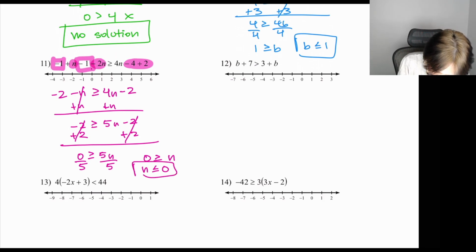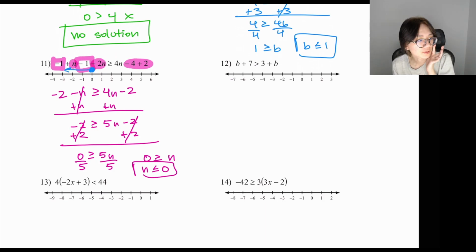And if I graph that starting at 0, and it's kind of hard to see with highlights, I'm going to do it like this. Less than 0. So everything going that way.